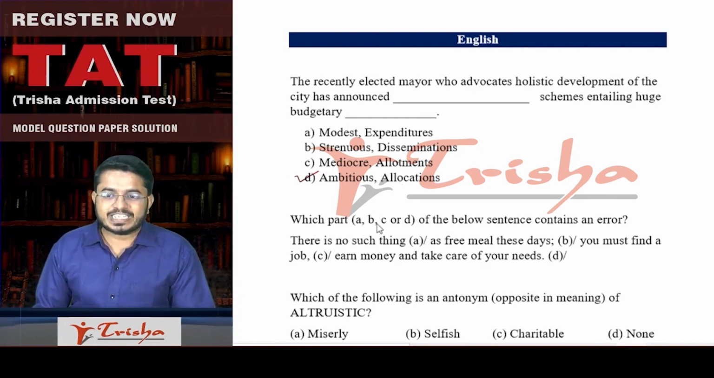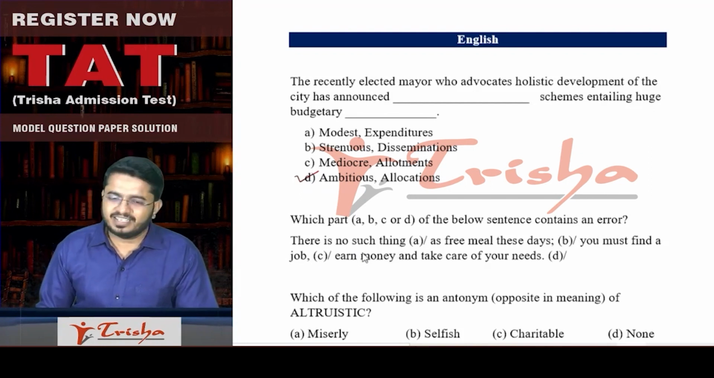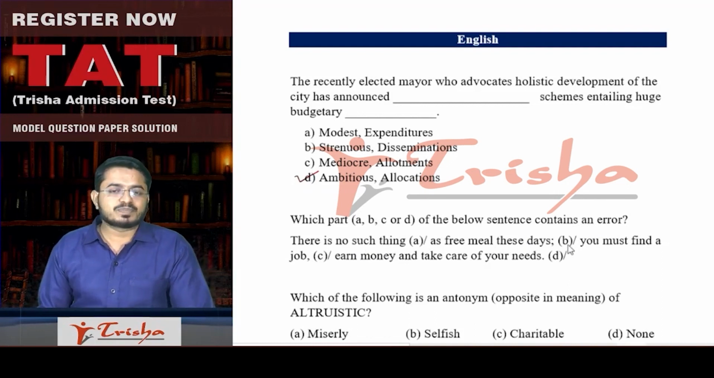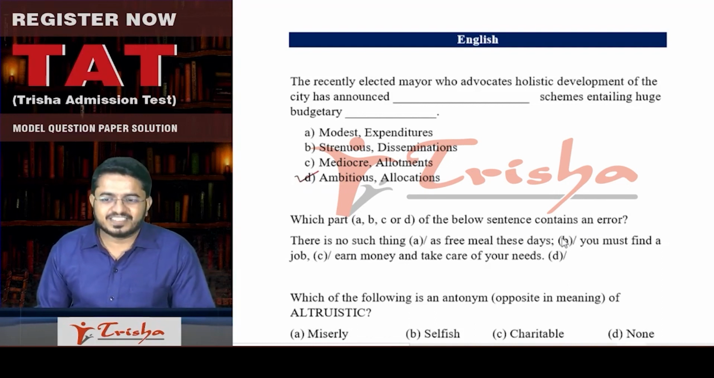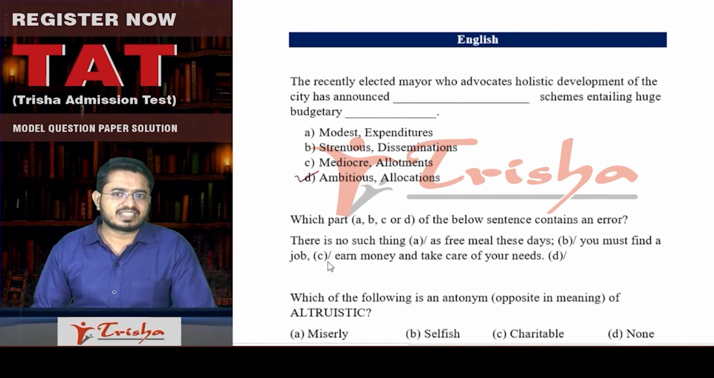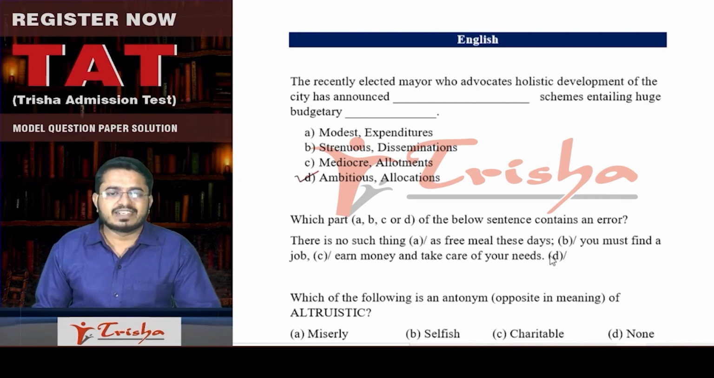Which part, A, B, C, or D, of the below sentence contains an error? This is option A. Do you find any mistake there? Obviously, no. Option B: as free meal these days. Let us see whether there is a mistake or not. Option C: you must find a job. Once again, there is no mistake there, right? Earn money and take care of your needs. This is also given directly.